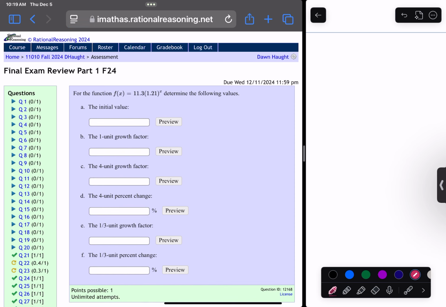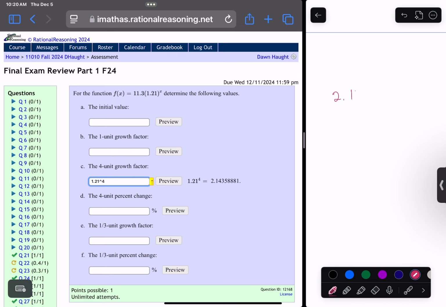So I don't think we need too much here, except I do want to talk about the percentage change. Okay, so let's go to C and D, and I think that will help you for here. The 4 unit growth factor is 1.21 to the 4th. Look what it shows you, 2.143. The percent change is how much did it change from 100? So if you just take 1 off of it, you get 1.143.